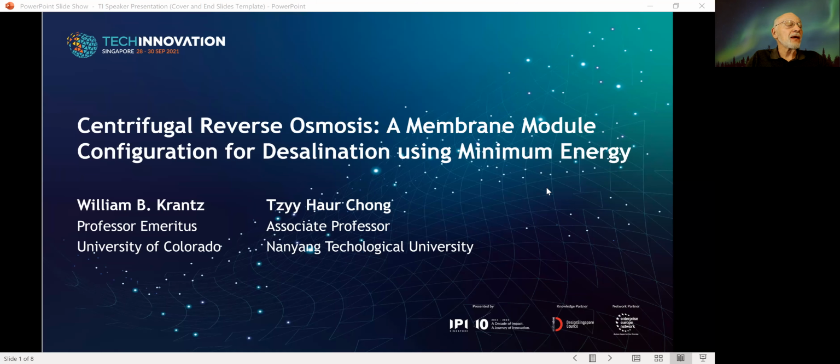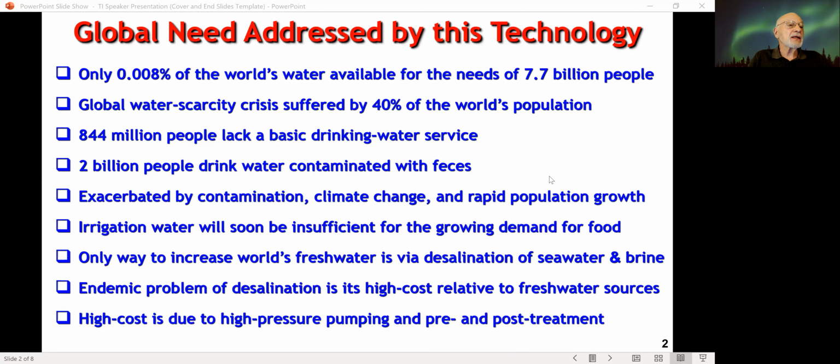Our tech offer is a new membrane module design called Centrifugal Reverse Osmosis. This technology addresses the global water crisis that is suffered by 40% of the people in this world. Only 0.008% of the water in the world is available as fresh water to meet the needs of our 7.7 billion people. This water crisis is exacerbated by water contamination, climate change, and rapid population growth.